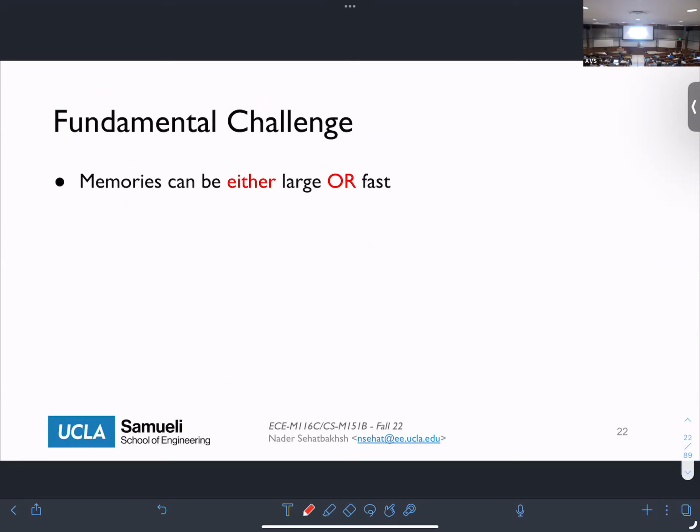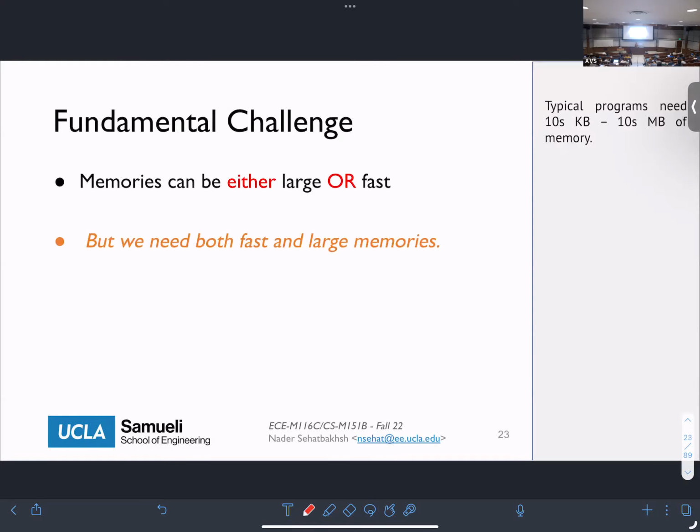And in order to understand that, the first thing that you need to know about the memory is, unfortunately, that memory is either large or fast. But what we want is a fast memory that is also large, right? Fundamentally, because of the technology that we use, memory cannot be fast and large at the same time. But what we really want from the processor's point of view and for performance is a memory that is both large and fast. Okay.